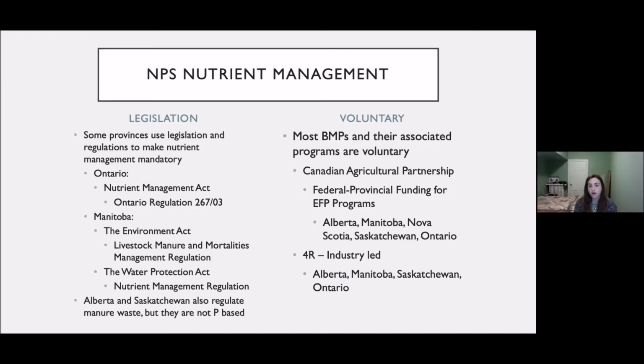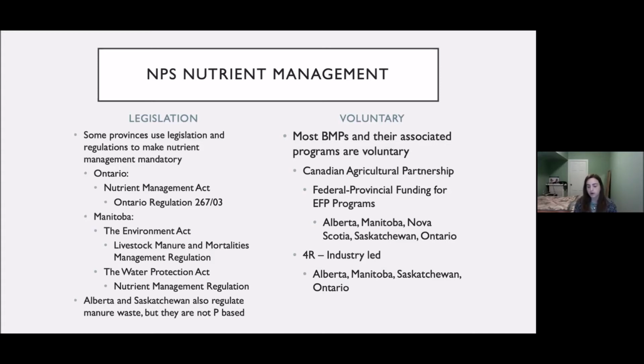So all the provinces are signed onto the Canadian Agricultural Partnership, which is a joint federal and provincial fund for each of the provinces' environmental farm plan programs. So EFPs are a voluntary self-assessment tool that allows farmers to identify areas of environmental concern for their operation and the associated BMPs they can implement to address these concerns. However, there are several problems with this program.